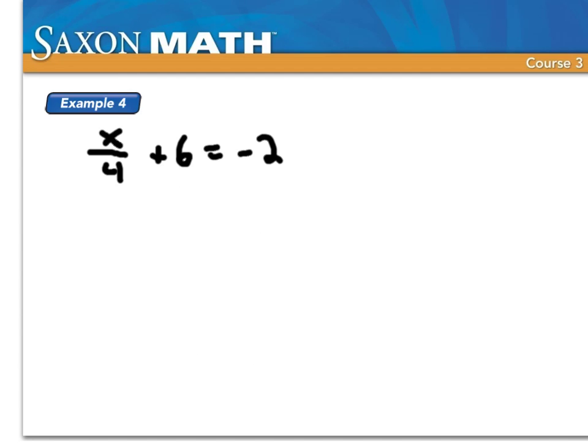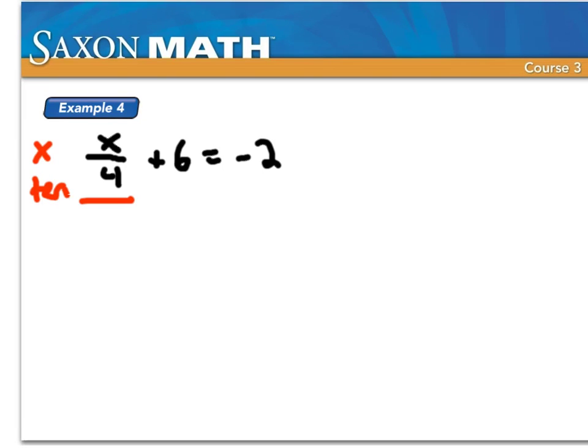Example 4 says x divided by 4 plus 6 equals negative 2. Again, first step never changes. First step is change subtraction to addition. Well, I've got no subtraction, so I don't need to mess with it. Next step, distribute. I don't see any parentheses, so I know there's nothing to distribute. So keep on going. Combine like terms that are on the same side. Here I'm taking some x's and adding 6 to it. Those are not like terms. So now I need to get the x term by itself. In this case, the x term is this part right here.